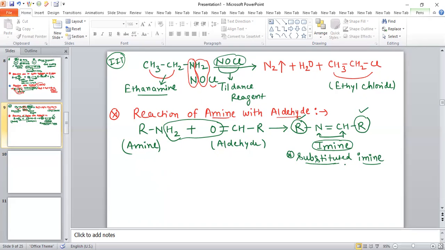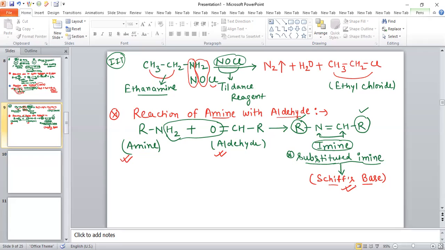So this compound is a substituted imine, and this substituted imine we call Schiff's base. So this is basically the Schiff's base. So the reaction of amine with aldehyde gives which product? Substituted imine, and this substituted imine we call Schiff's base. So this product is basically obtained.